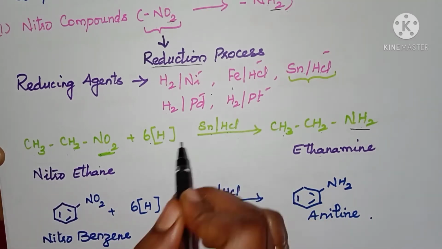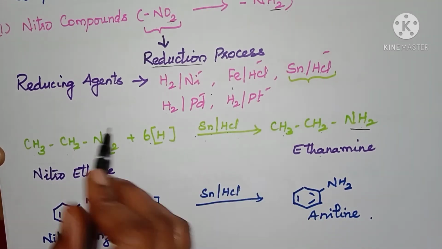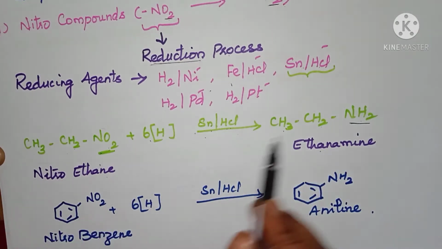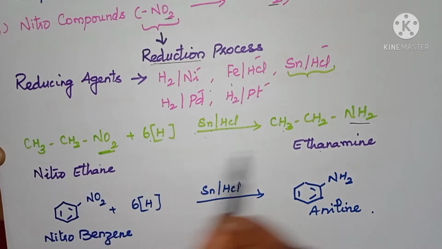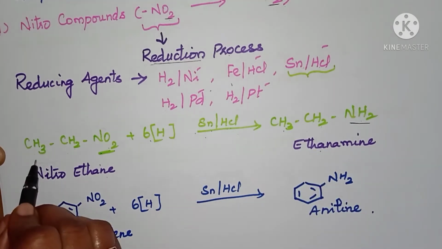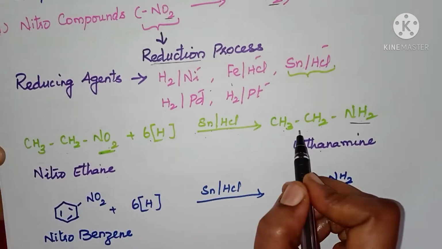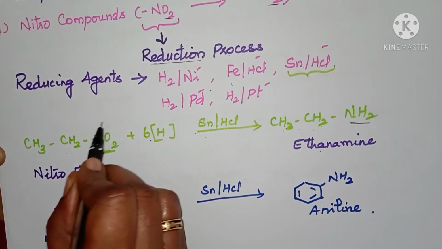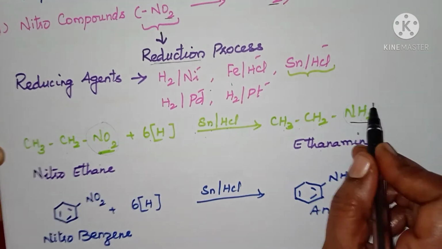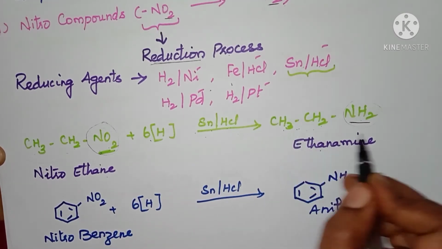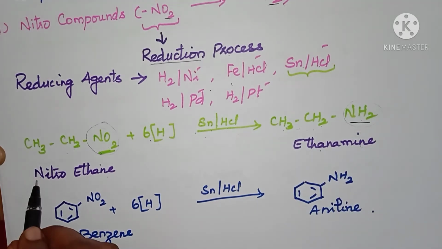Why do we use this reduction process? In the reduction process only the functional group is going to change. It will not affect the number of carbons. However many carbons there are, that many carbons will be available on the product side also. See, on the reactant side 2 carbons are there. Even on the product side 2 carbons will be available. Okay, the nitro group only changes to the amine group. So nitroethane gives ethanamine. Ethane, amine, ethanamine. Okay, now next one.